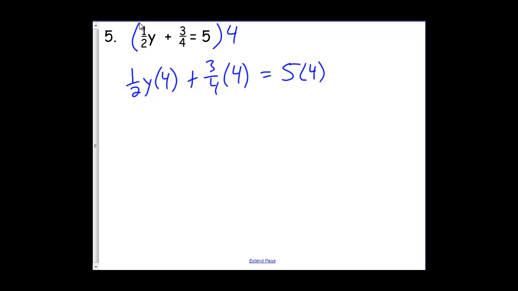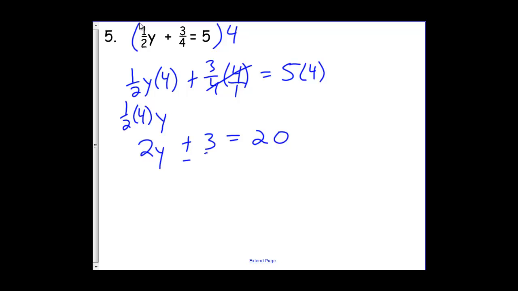Got to do it to everything. Notice half of y times 4. Well, what I want to do here, rearrange this like we worked on the other day, simplifying, put the constants out in front. Half of 4 times y, that's going to be 2y. When I look at this, remember the 4's on top, so those 4's can cancel out, and I'm just left with 3. 2y plus 3 equals 20.